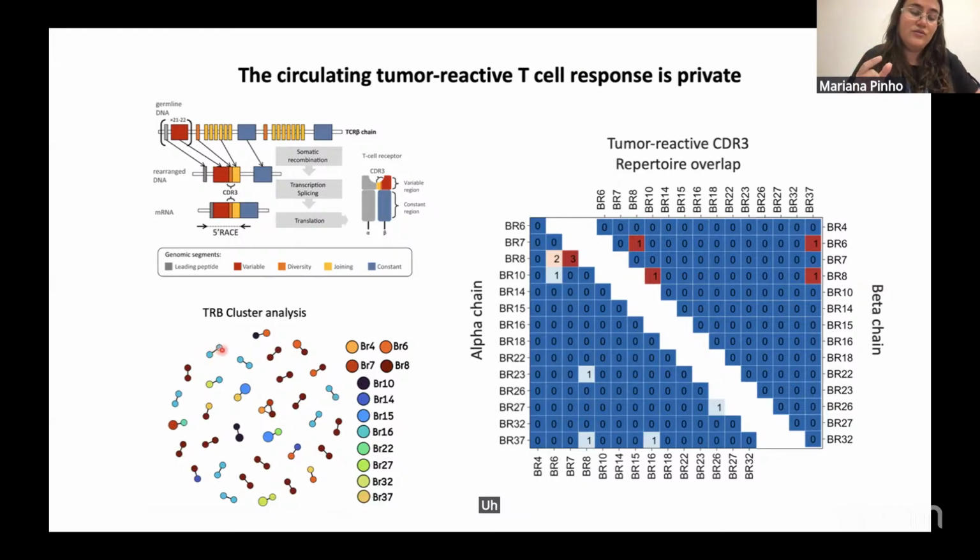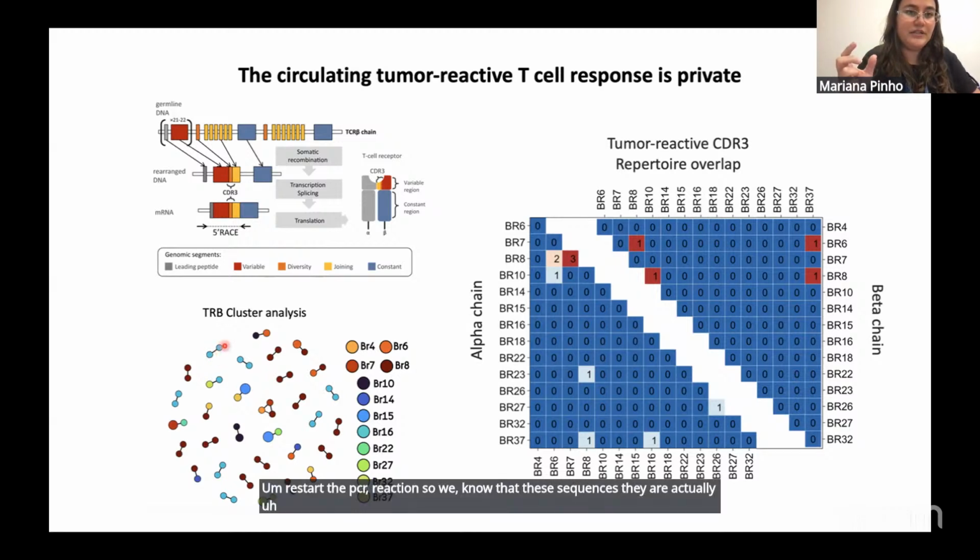And this is not due to PCR error, because we do use the UMI, the unique molecular identifier, during the PCR before we start the PCR reaction. So we know that these sequences are actually different. It's not due to just a mutation during the PCR reactions that we use for the TCR sequencing.